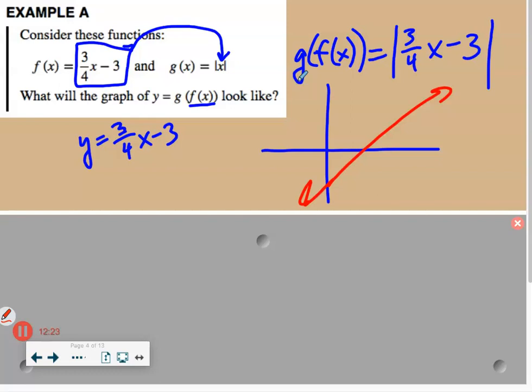What's the absolute value of 5? What's the absolute value of 10? What's the absolute value of 0? What's the absolute value of negative 5? Okay, good. So you all understand that absolute value, you've probably been taught the word distance from 0.